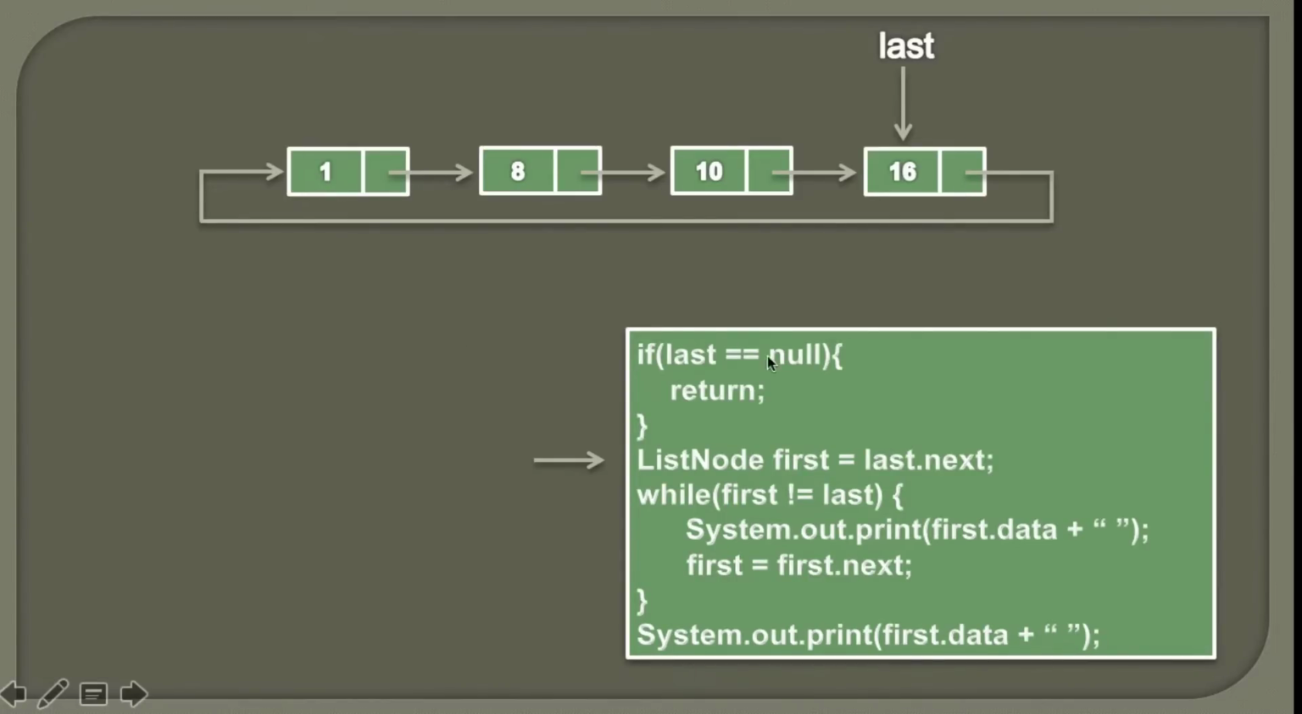So therefore we'll create this first node and we'll assign the value of last.next to it. So it would look something like this. Moving ahead.